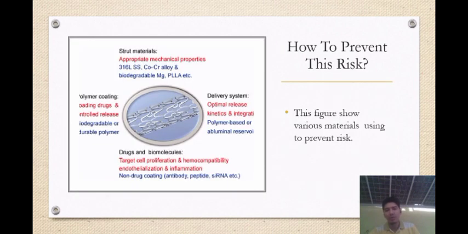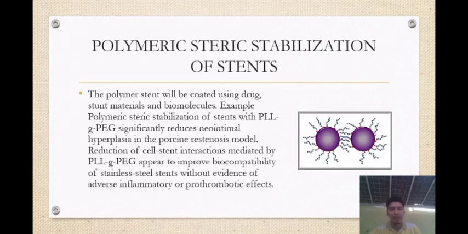So how are we going to prevent these risks? This figure shows the various methods used to prevent the risk. This is a list and a figure of many materials for the polymer stent to prevent risk, such as polymer coating, sub-material, delivery system, and so on. So for example, polymer stabilization of the stent. The polymer stent will be coated using a drug, some material, and a polymer.